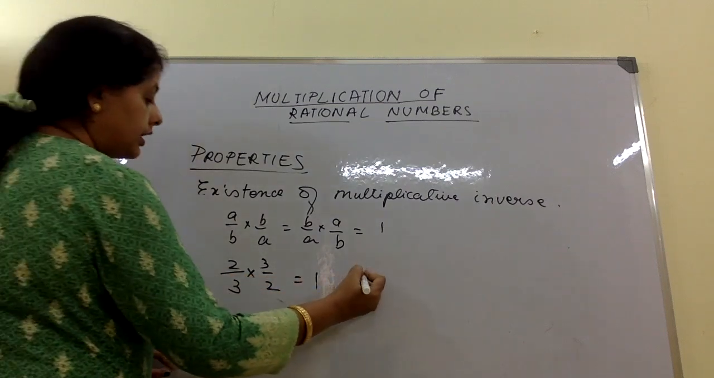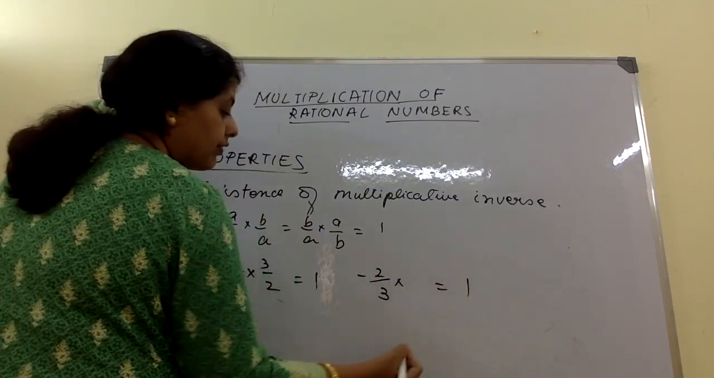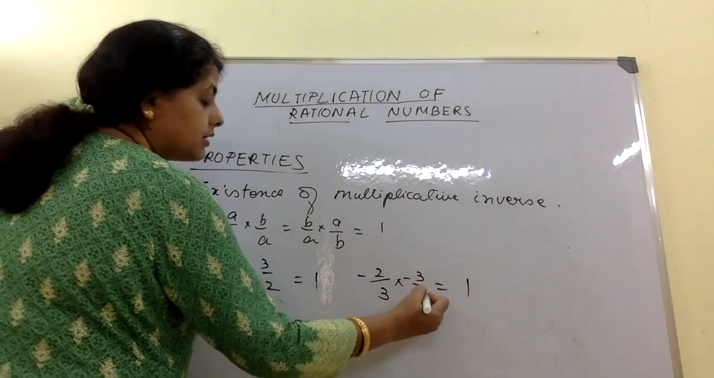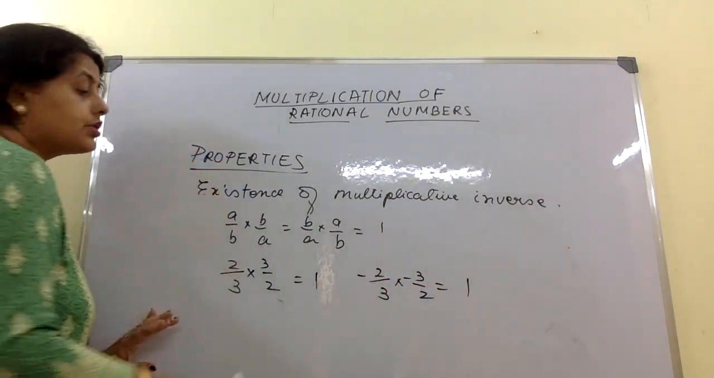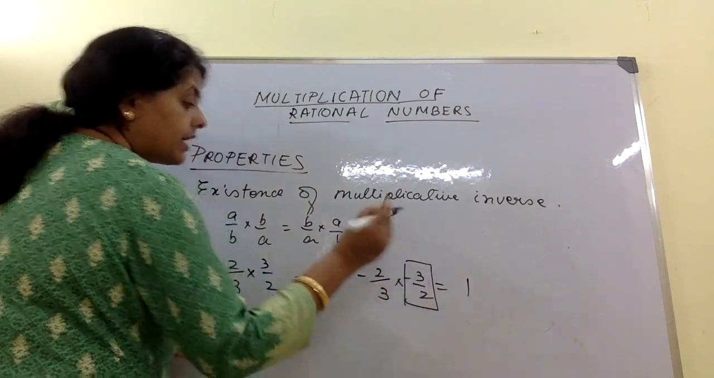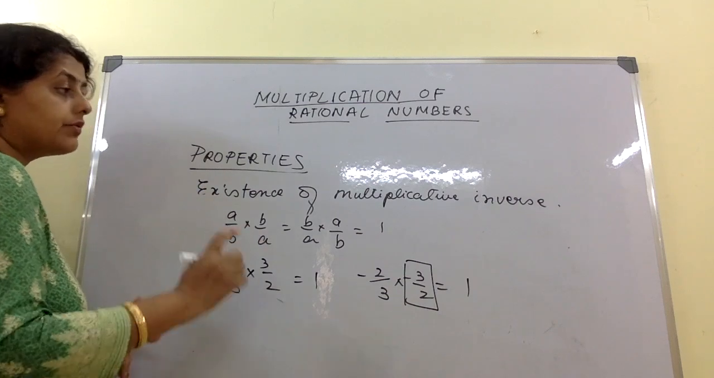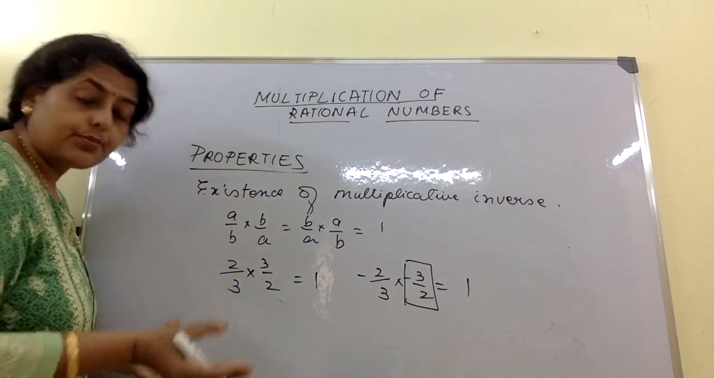Okay, let me now take minus 2 by 3. In order to get 1, I will have to multiply with minus 3 by 2. So the multiplicative inverse of minus 2 by 3 is minus 3 by 2. Hence, multiplicative inverse is nothing but the reciprocal.